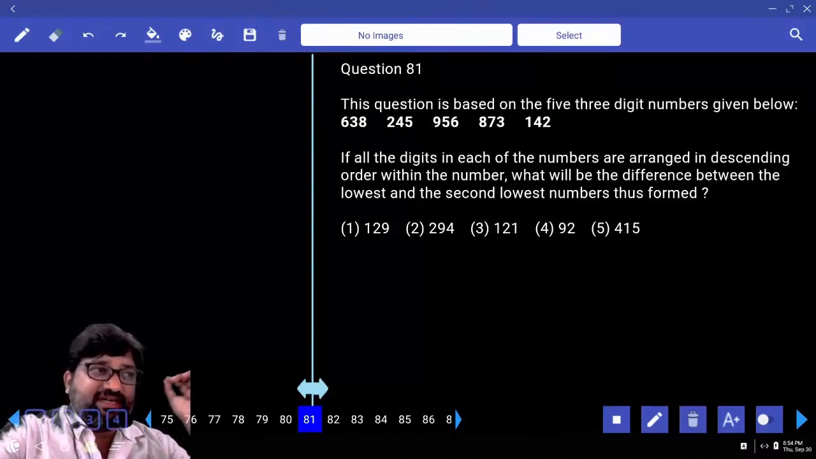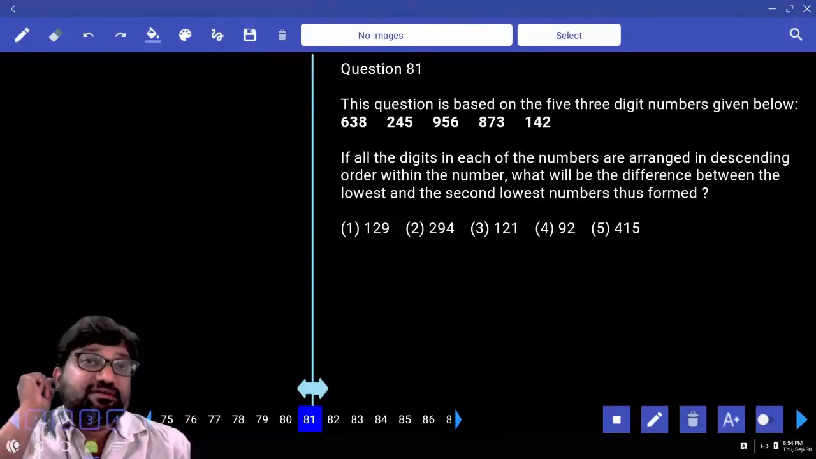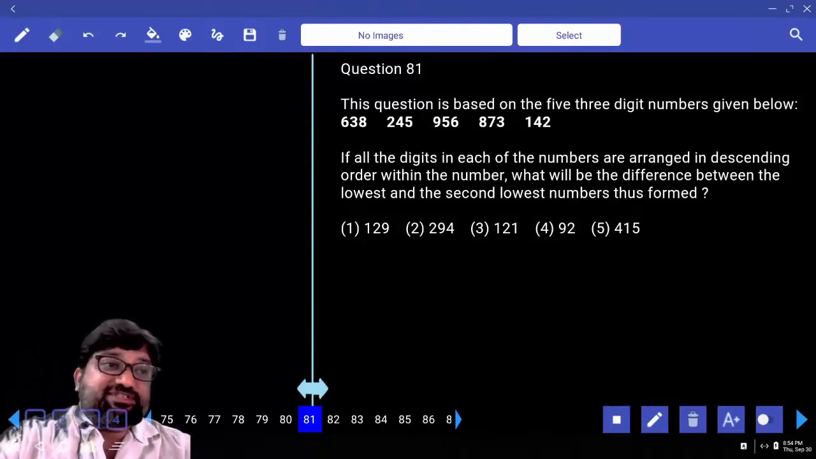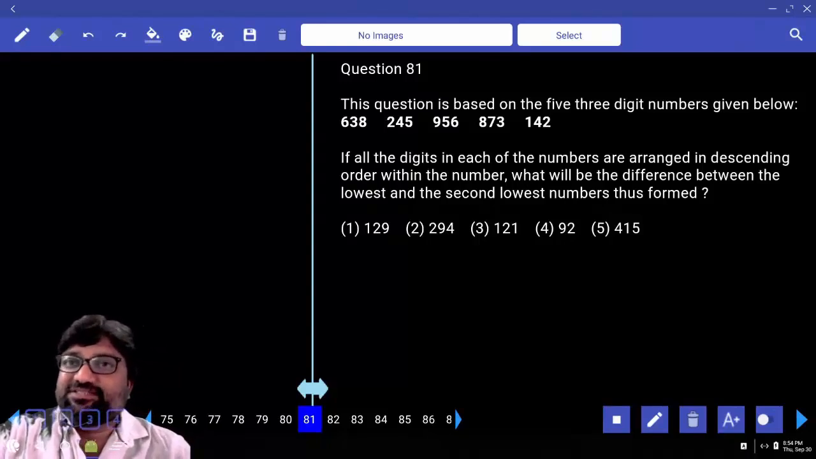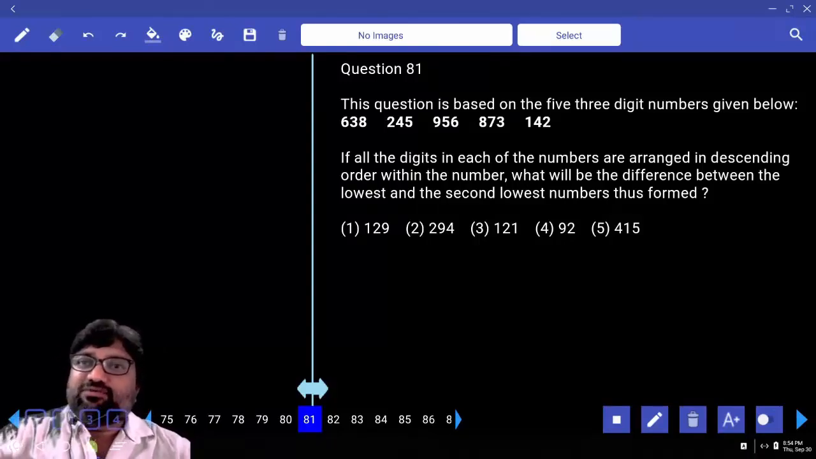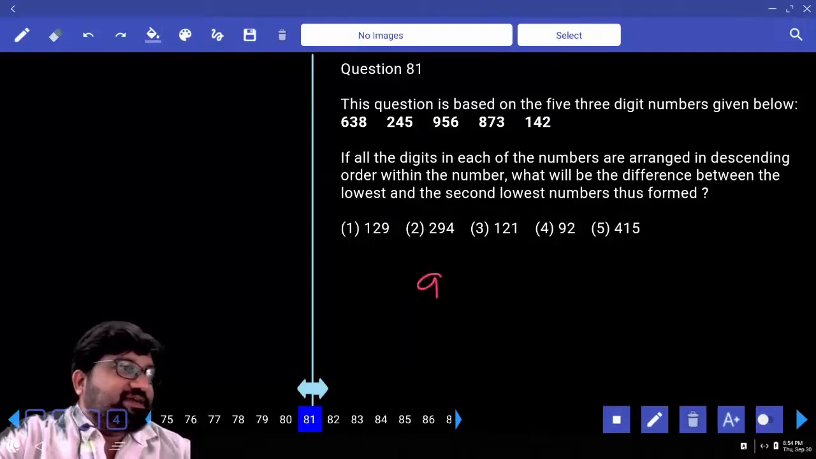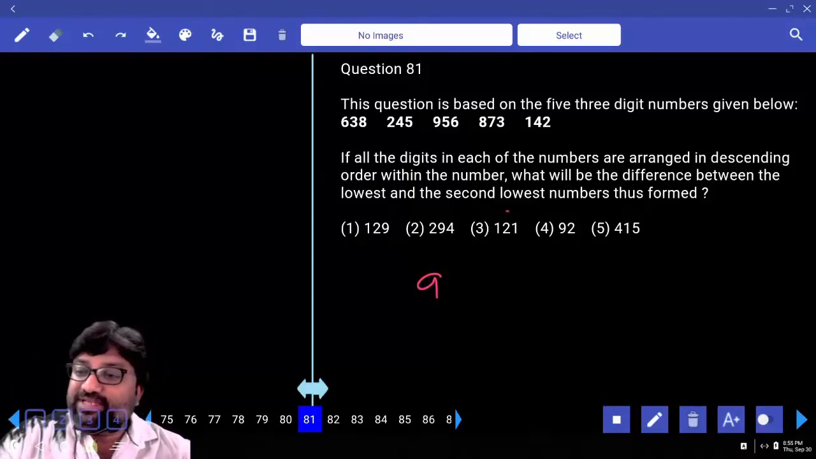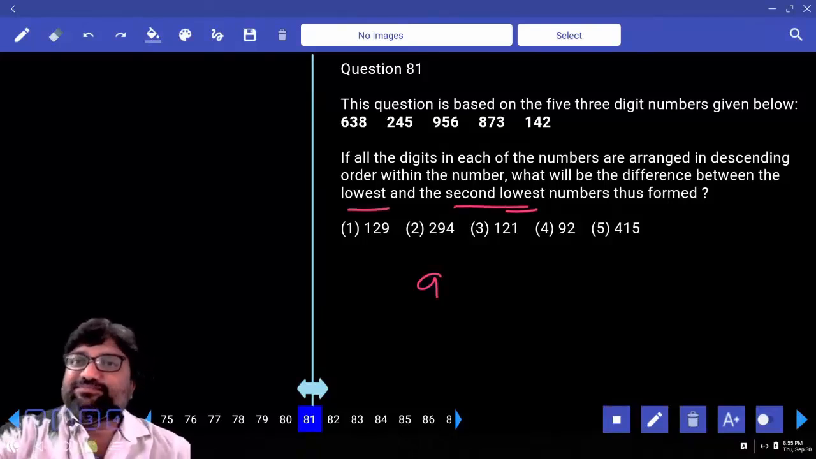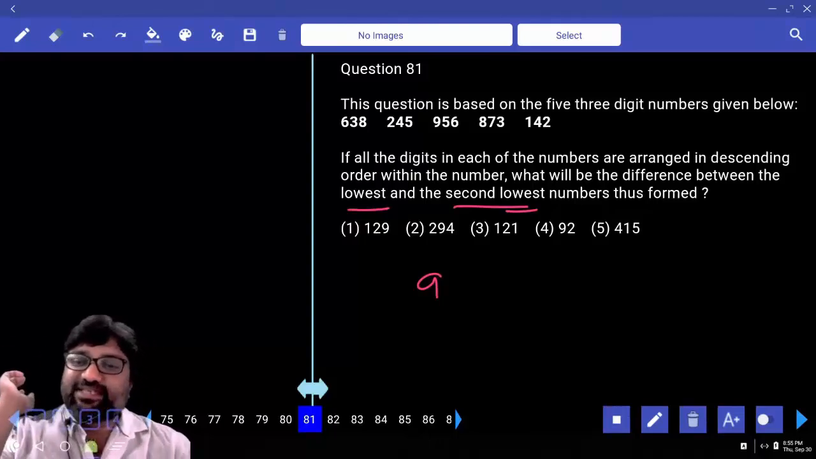Listen carefully to the point I am making. You should arrange in which order? And what comes first? Highest digit. What is the highest single digit? 9. Now do you need the lowest or the highest? Lowest, second lowest. The lowest and the second lowest. In each number, first see, do you see 9 anywhere?